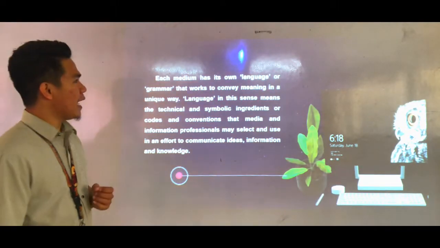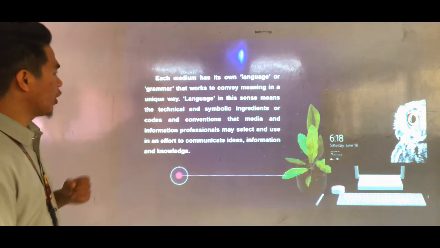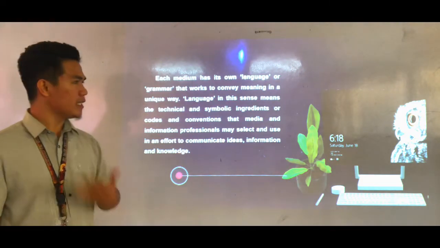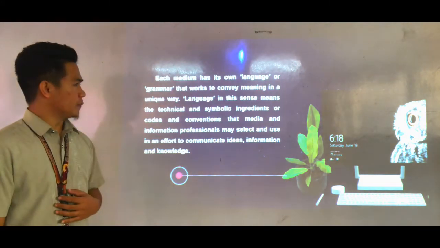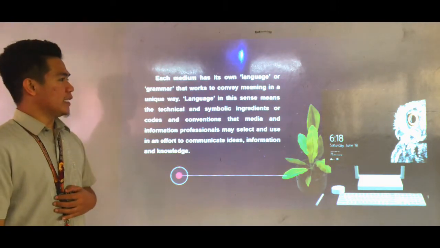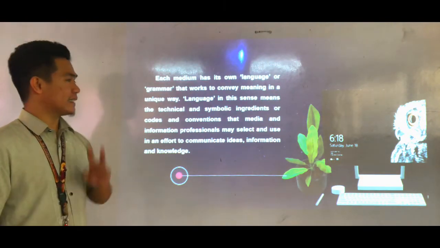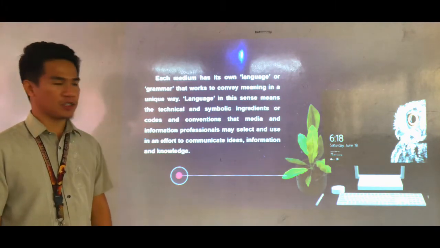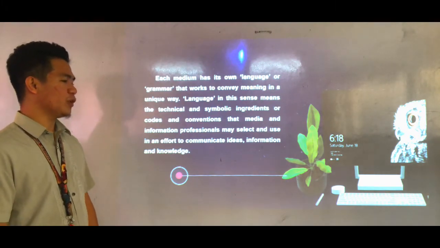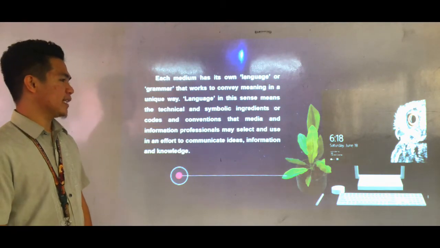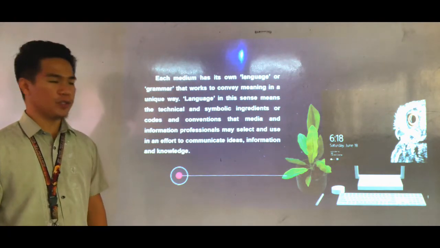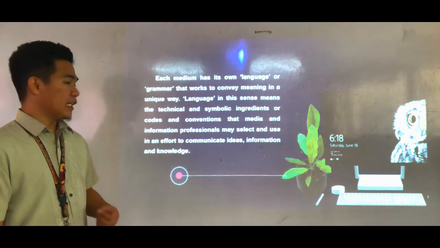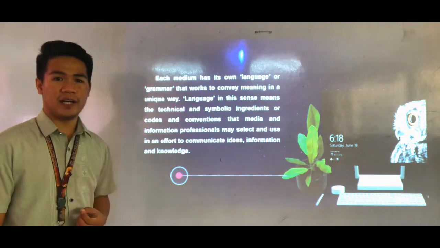Each medium has its own language or grammar that works to convey meaning in a unique way. Language, in this sense, means the technical and symbolic ingredients or codes and conventions that media and information professionals may select and use in an effort to communicate ideas, information, and knowledge.